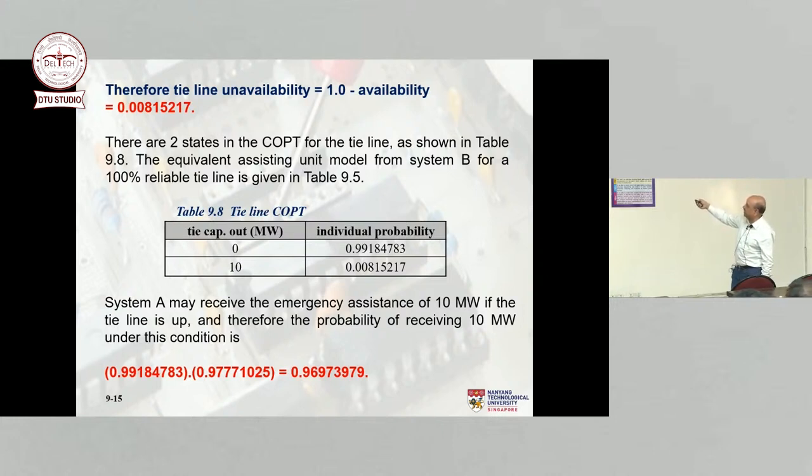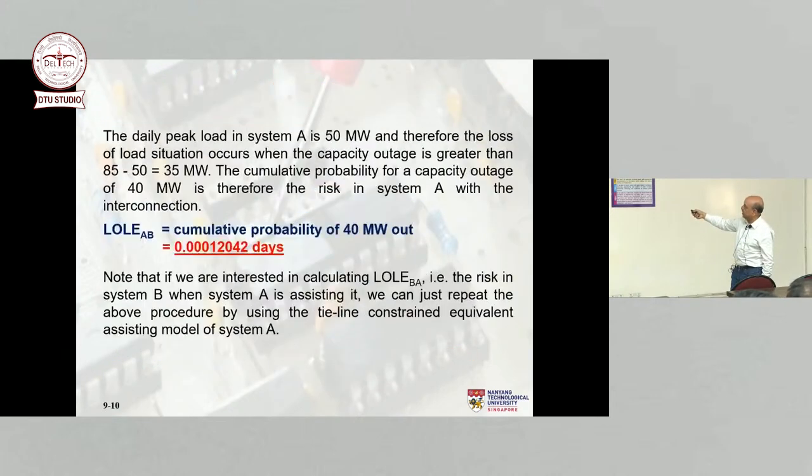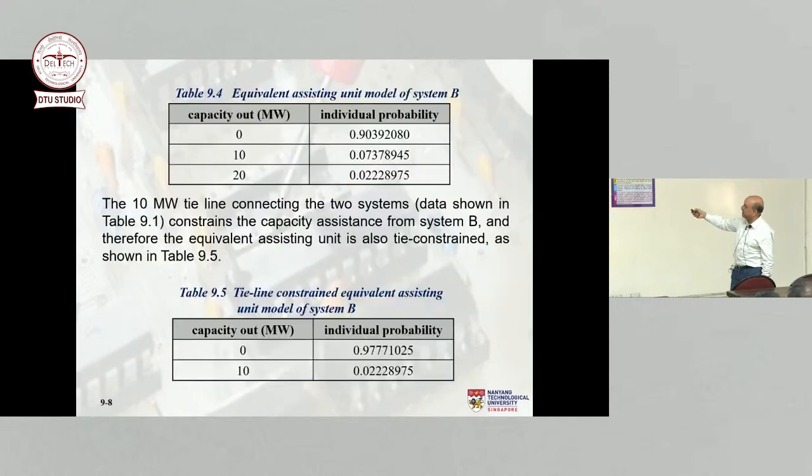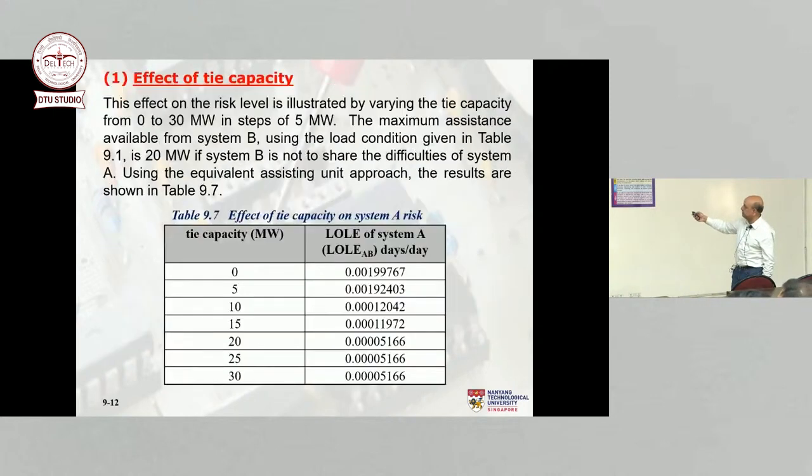The equivalent assisting unit model for a 100% reliable tie line, if we go back here, a 100% reliable tie line is this one, correct? No outages in the tie line. But now we have a tie line which may not be available. So how do we modify it?